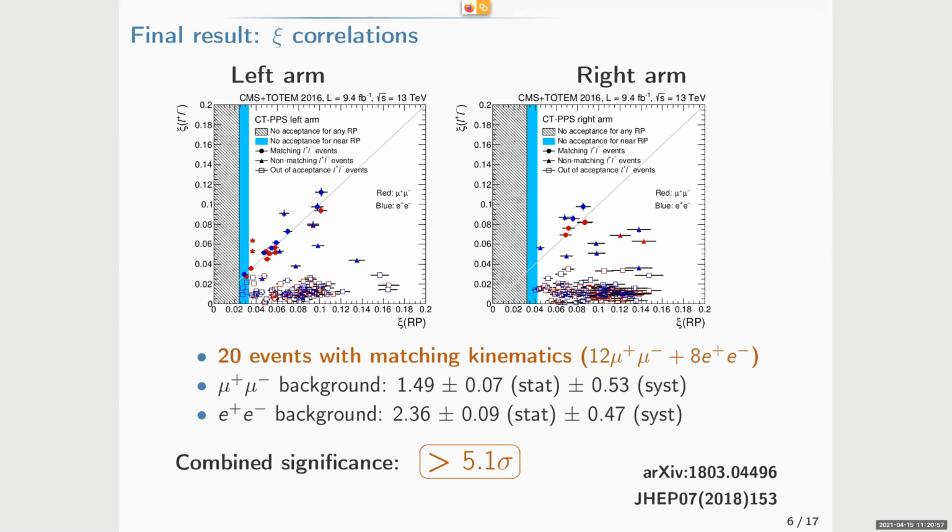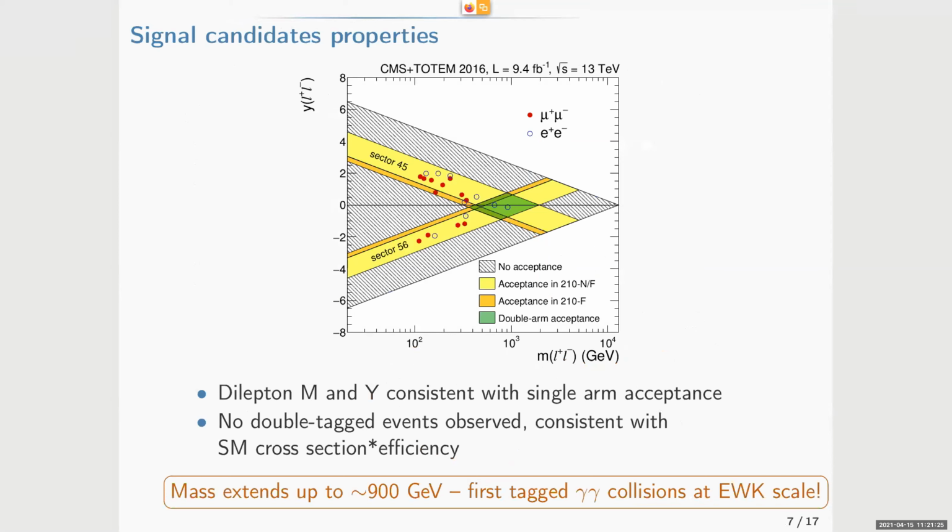In total, we are getting 20 events with matching kinematics. Of them, 12 are dimuons and 8 are dielectrons. Talking about background, it is expected to be 1.49 events for dimuons and a bit larger, 2.36, for dielectrons. If we combine all this together, we get a combined significance of more than 5.1 sigma. So indeed, this corresponds to an observation. Let's have a look a bit closer at the signal candidate properties.